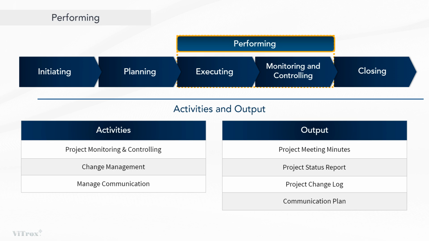Managing communication is also important for effective collaboration among stakeholders during the performing phase. A well-defined communication plan describes the stakeholders involved, the information to be communicated, and the frequency and method of communication. It ensures that stakeholders receive timely and accurate information on the project status and progress based on their interests and influences.